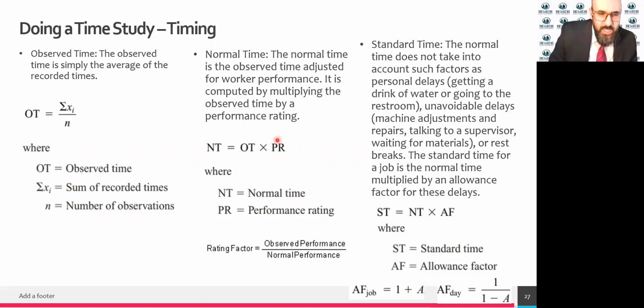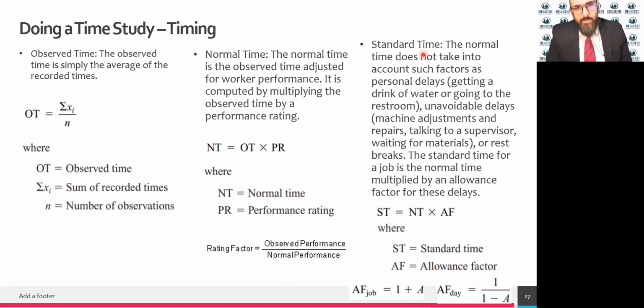So this here, whether it's given to you or you can calculate it by the normal performance divided by the observed performance. You observe the worker for a few times and you say, okay, he's performing at 90% basically, or oh, he's performing at 120%. So this is where you do it. So one more time, it is the observed time times the performance rating.